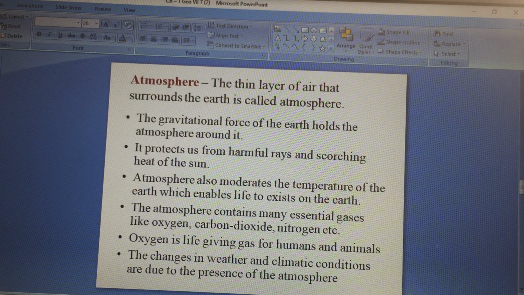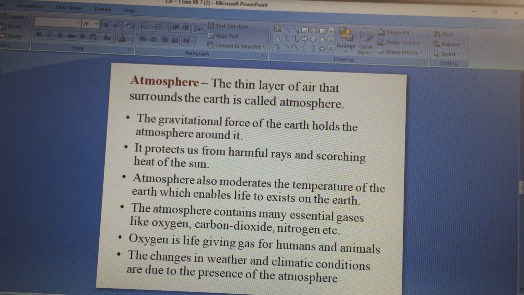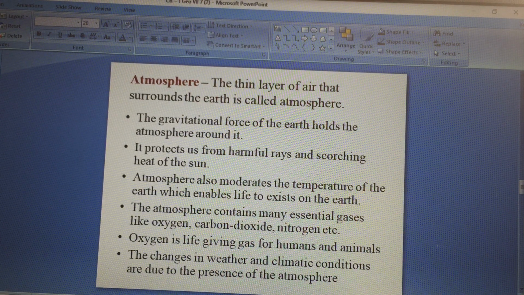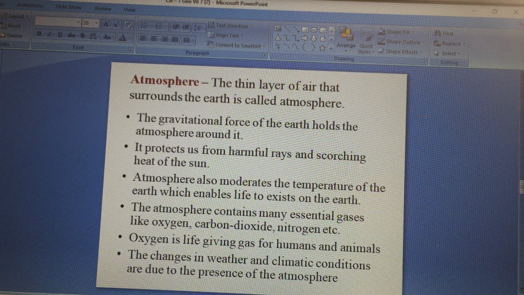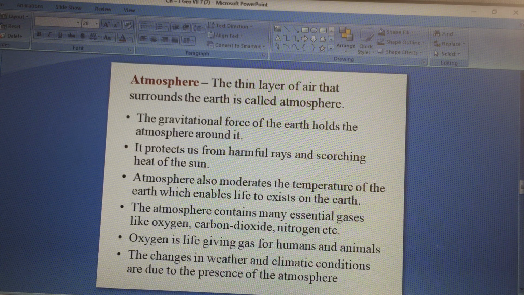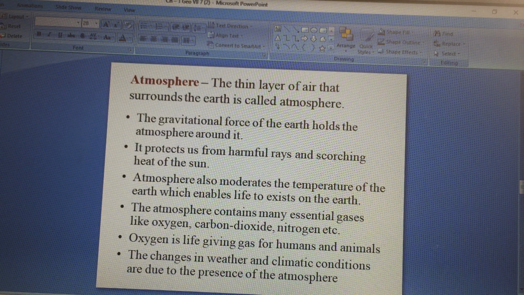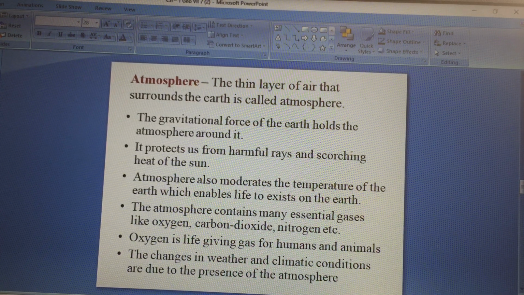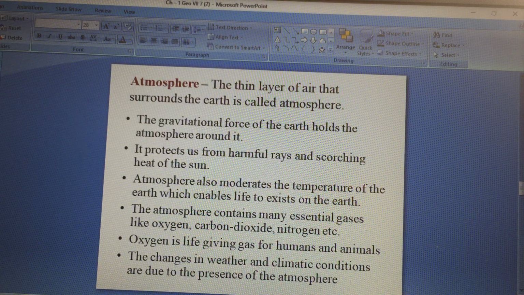It is very important as it protects us from harmful rays and the scorching heat of the sun. Ultraviolet rays do not penetrate because of the presence of the ozone layer. The atmosphere also moderates the temperature of earth, which enables life to exist on earth. Because of atmosphere, the scorching heat does not reach earth, and it maintains a temperature which is suitable for the existence of life. Atmosphere plays a great role because it moderates the temperature and provides the temperature which we require for life to exist on earth.